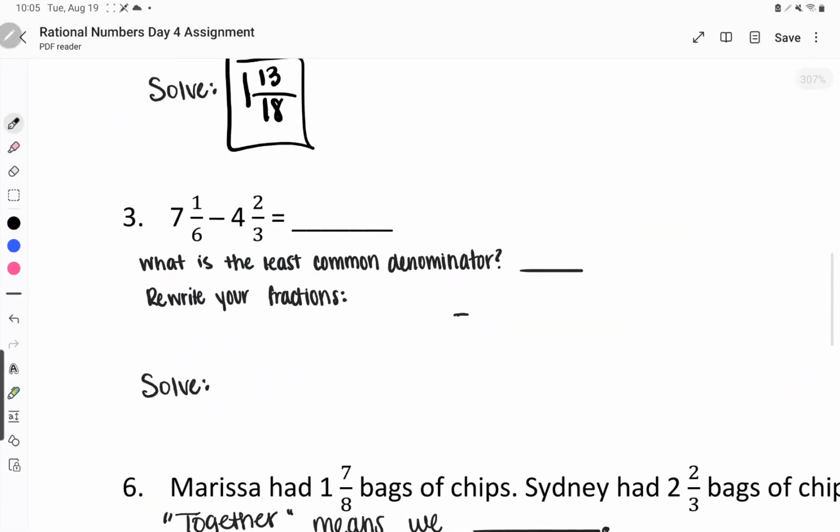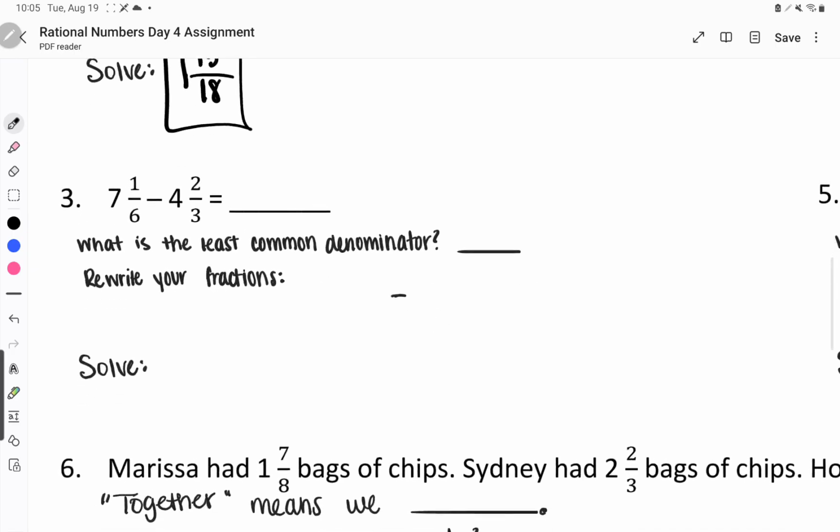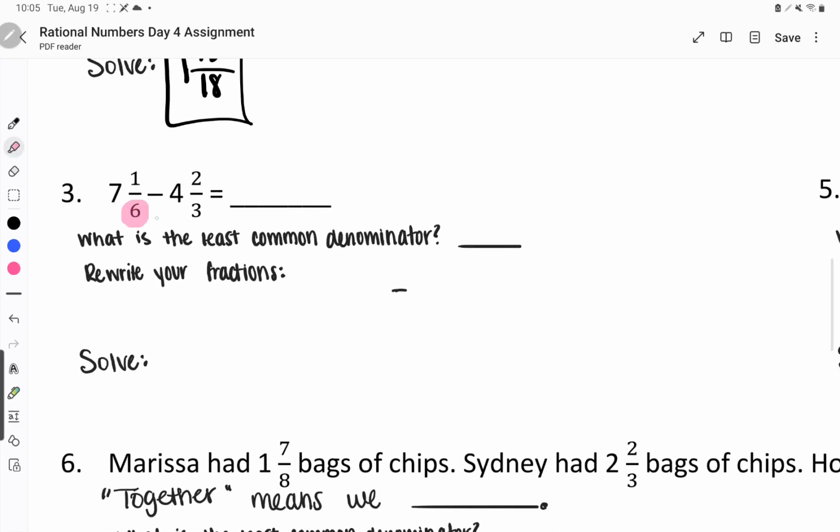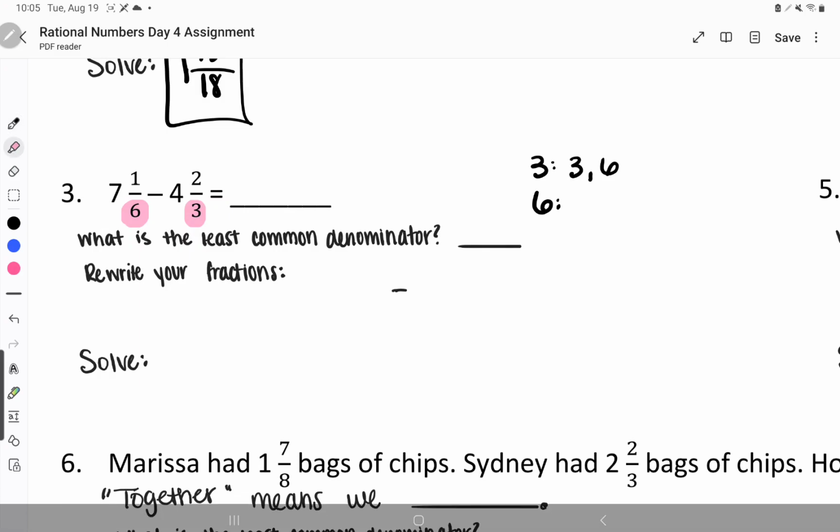Now we have 7 and 1/6 minus 4 and 2/3. Remember, when we add or subtract fractions, what do we have to have? A common denominator, so I'm going to look at 6 and 3. For 3, I have 3 and then 6, and I'm going to stop there because there's my common denominator. It's 6.